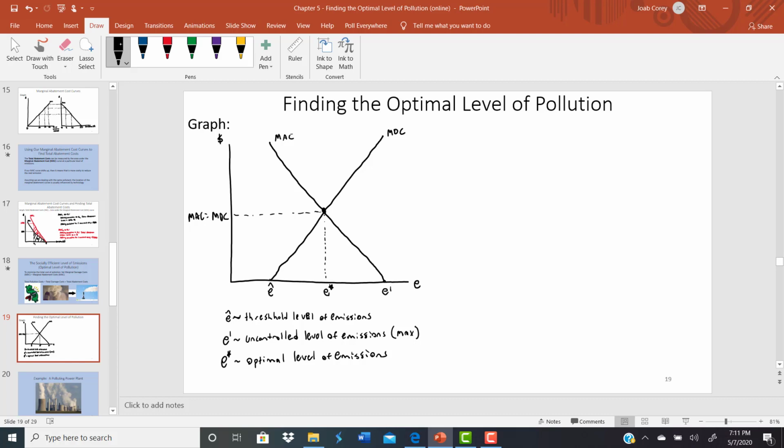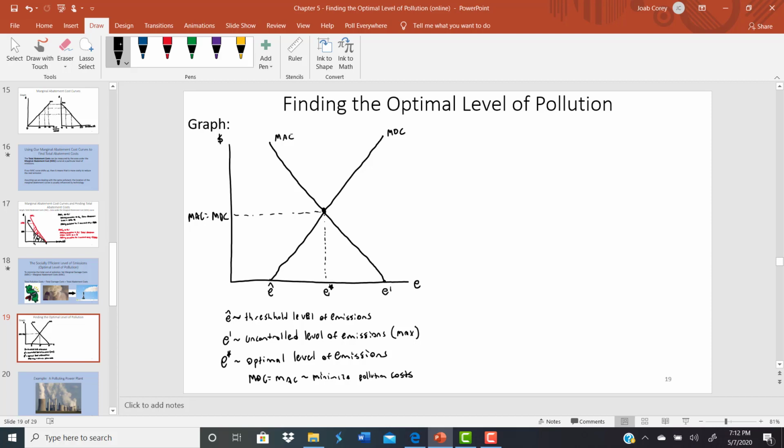But just to give you an idea, you're going to be setting your marginal abatement cost function equal to your marginal damage cost function in order to calculate what that optimal level of emissions is. So in other words, in order to minimize costs, you're going to have to set MDC equal to MAC. This is going to minimize our pollution costs. All right, so hopefully that's making some sense here.